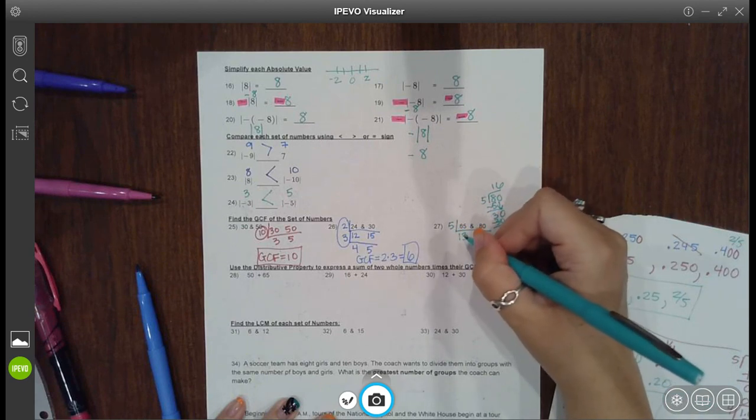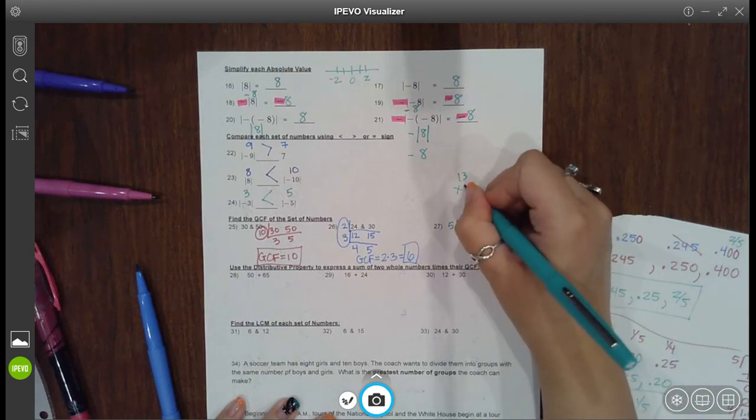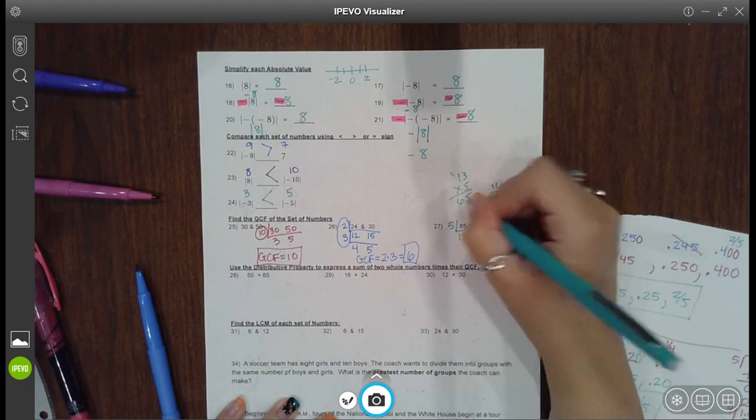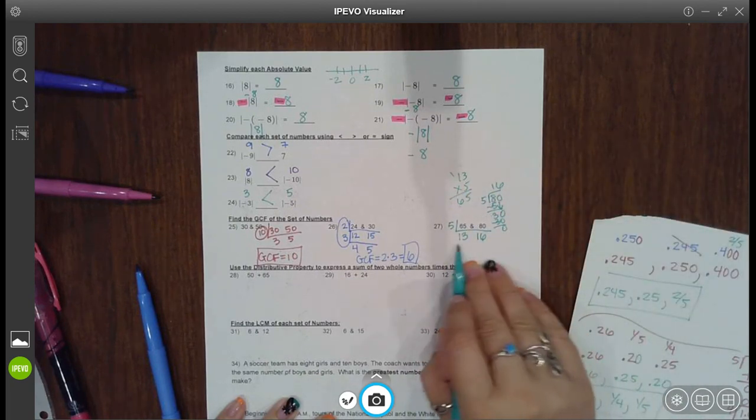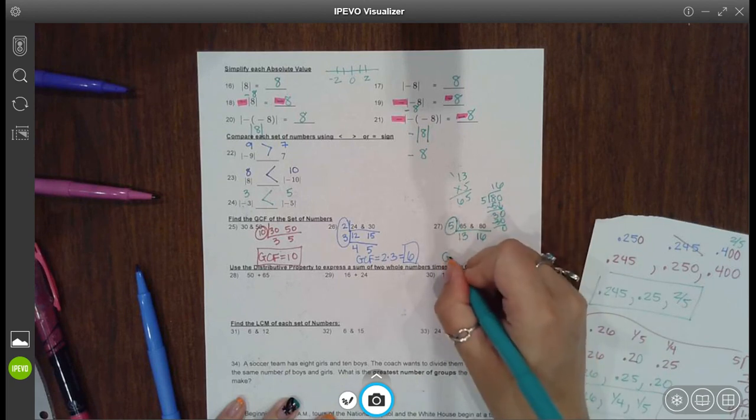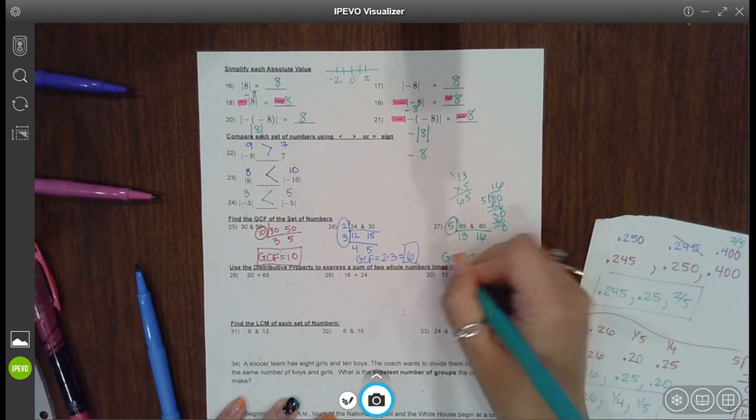And yeah, 5 times 13 is 65. Or if you want to double check yourself, multiply it out. Yep, it's right. Okay, can anything go into both 13 and 16? No. So I'm going to circle the 5 out in front, and that's my GCF.